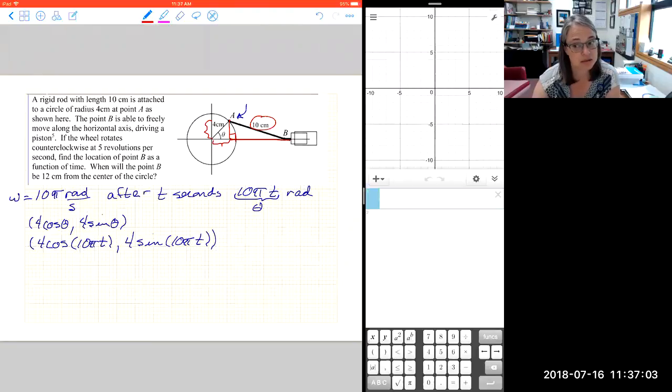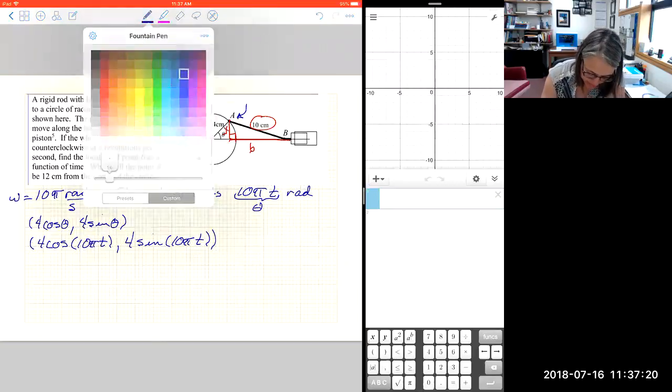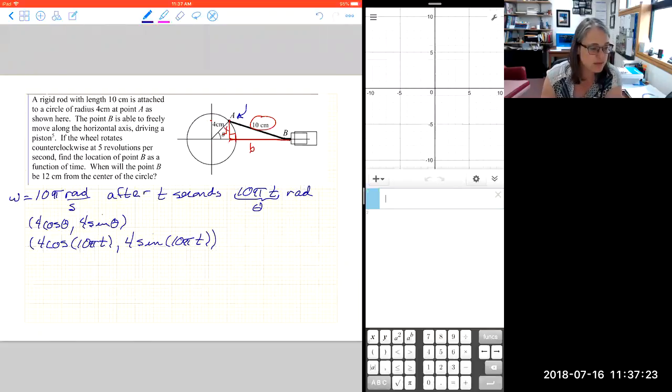Actually, I don't know x. What I know is x, but I don't know this distance b. But I do know this distance y. That distance y is 4 sine 10 pi t. So based on the Pythagorean theorem, I know that 100, or 10 squared, is equal to my base squared plus my y squared, which is 4 sine of 10 pi t.